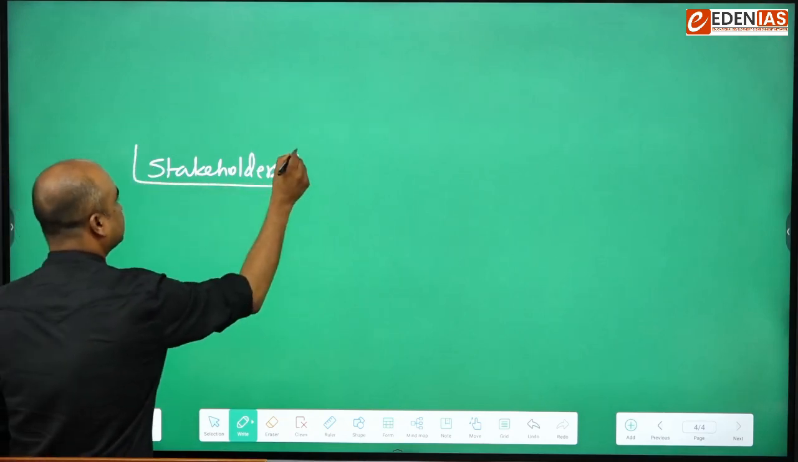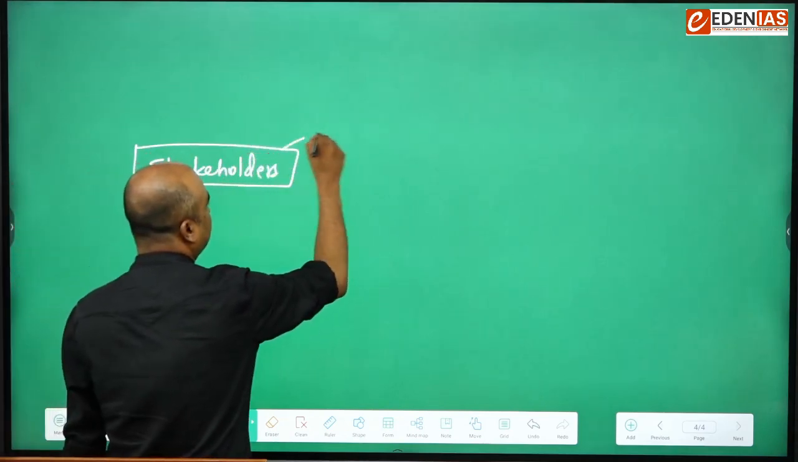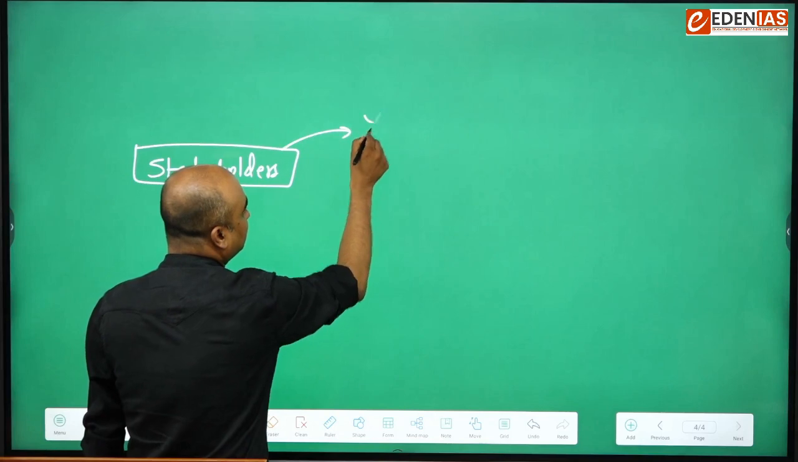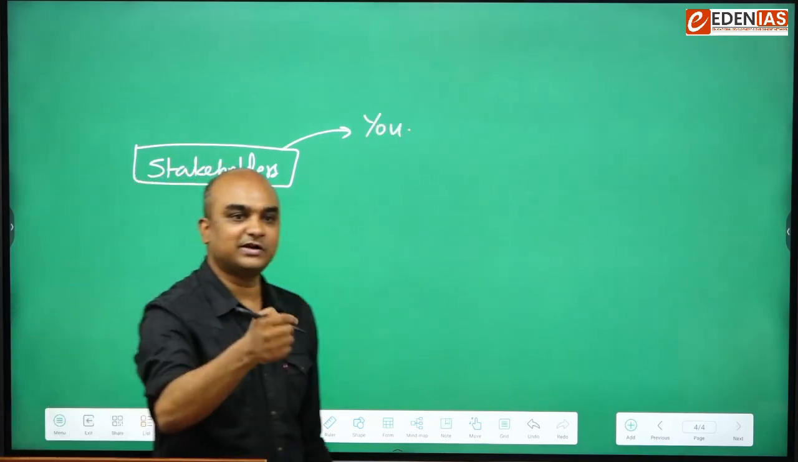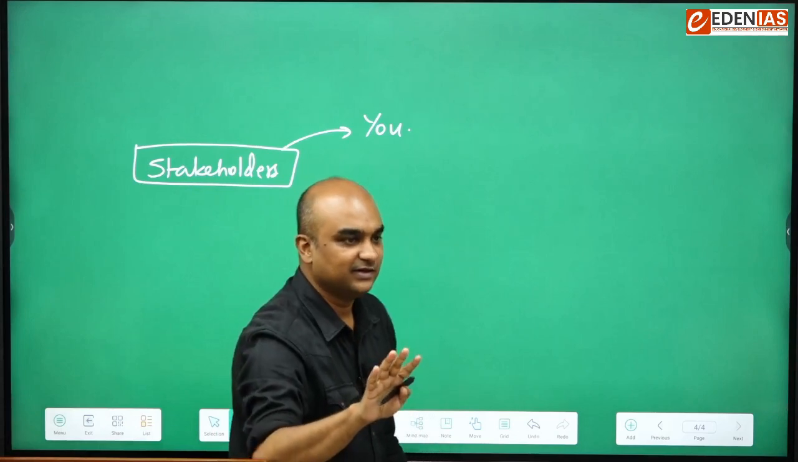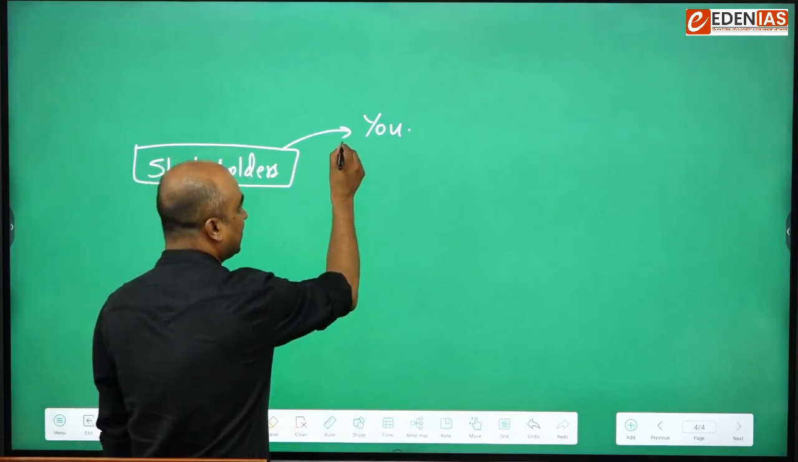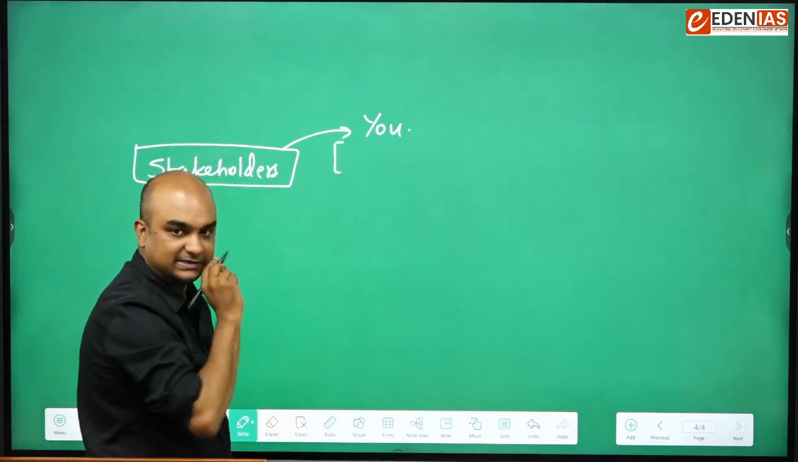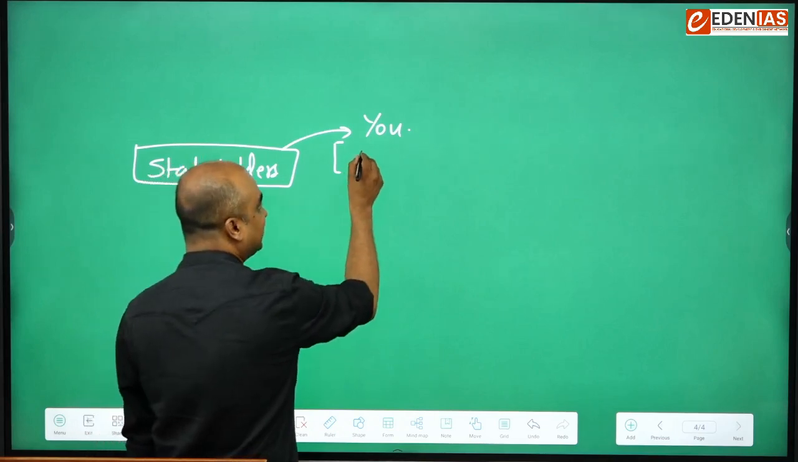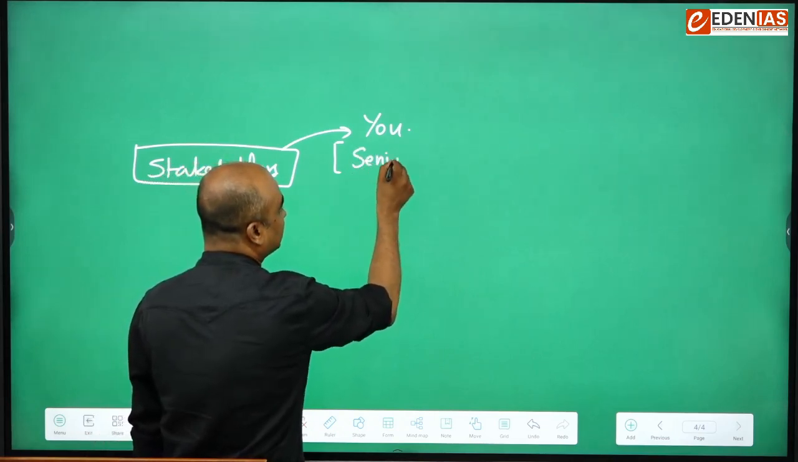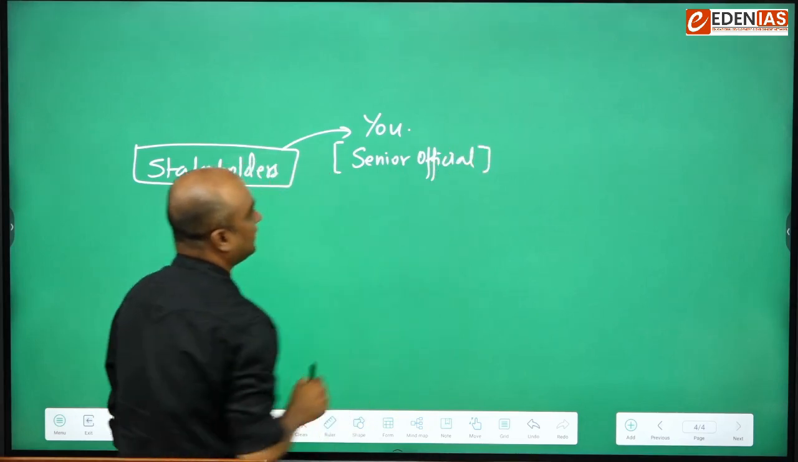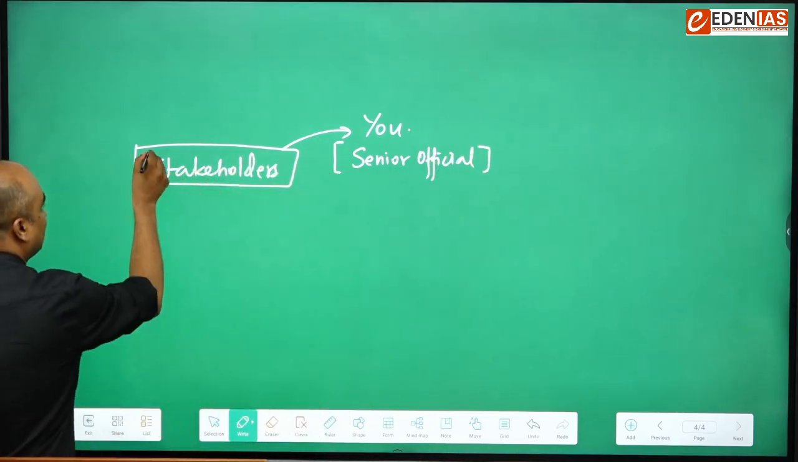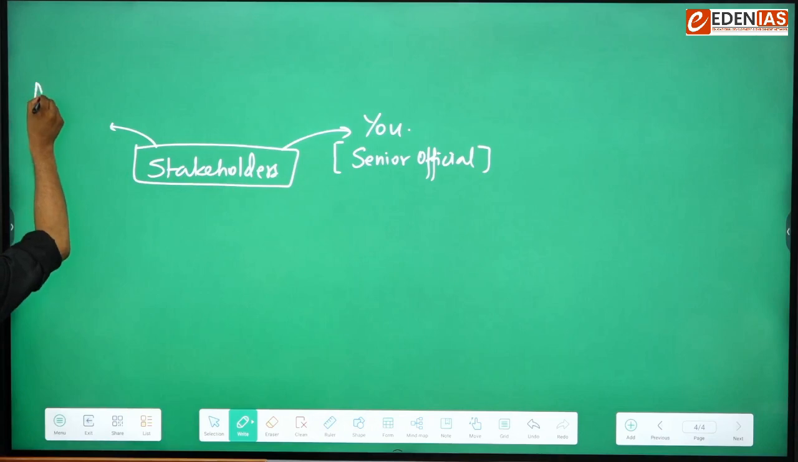The stakeholders in this case would be, first stakeholder would be you. I am writing you. You should write I. You understand that? You, it means what? If possible, also highlight the designation. And what is the designation here? Senior official. Okay.